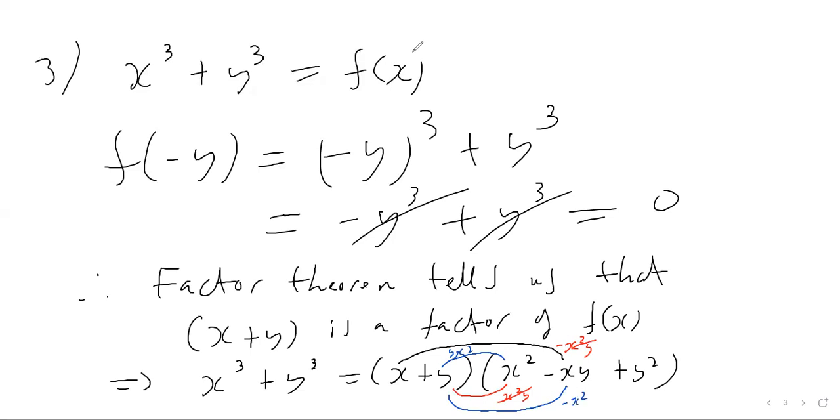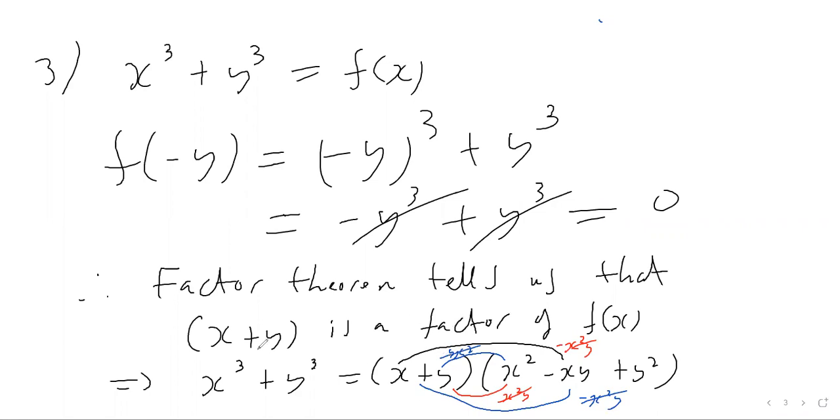Sorry, I've done this the wrong way around. It should be this one here. Oh no, wait, sorry, I've done that the wrong way around again. So it should definitely be this one there. So you get a negative x squared y, but yeah, that cancels out with that. So everything cancels out.